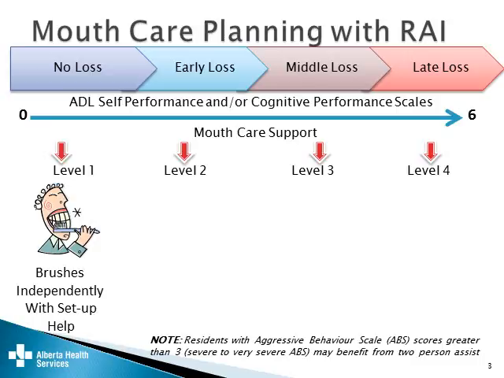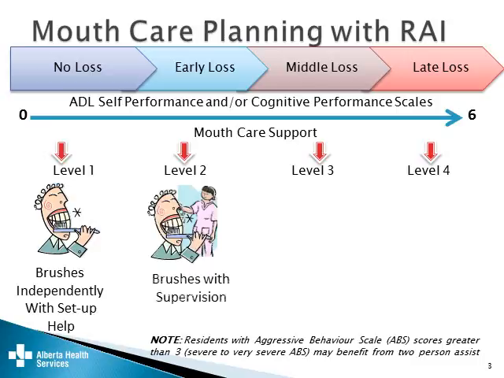Stage 2, or level 2, early loss, are residents who are in the early stages of disablement. They're often showing signs of struggling with personal hygiene tasks. In this case, supervision may be required, where residents may need a little coaching to ensure that their mouth care is performed at least twice a day for 2 minutes. They may also require some help with the product setup.